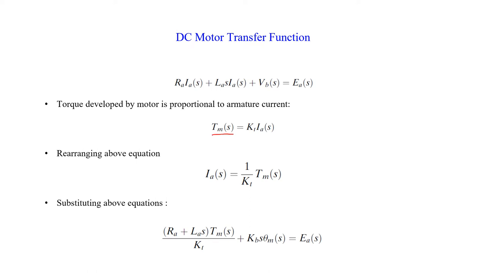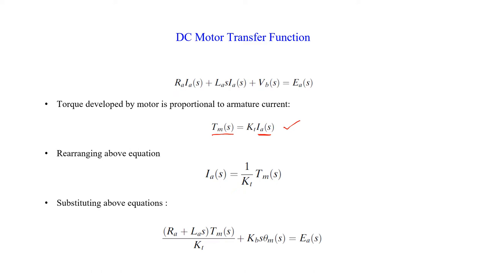The torque TM produced by the motor is directly proportional to the armature current IA. Hence, the relationship between torque and current can be written by this equation, where the KT is the motor torque constant, and the KT depends on the characteristics of a motor, specifically the magnetic field characteristics.